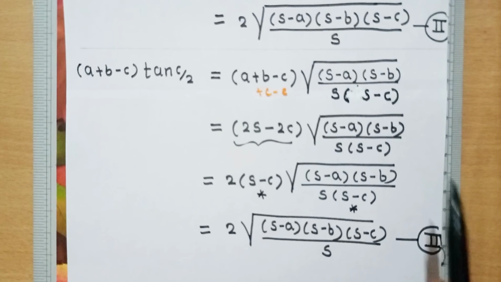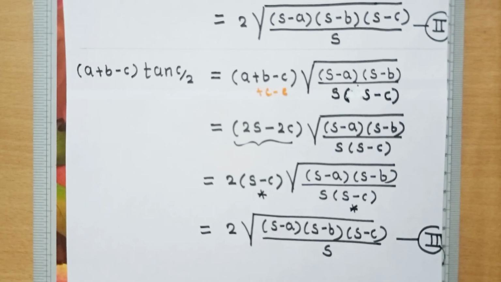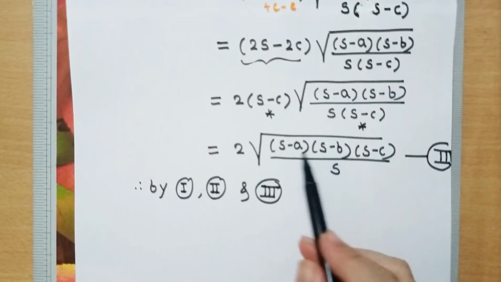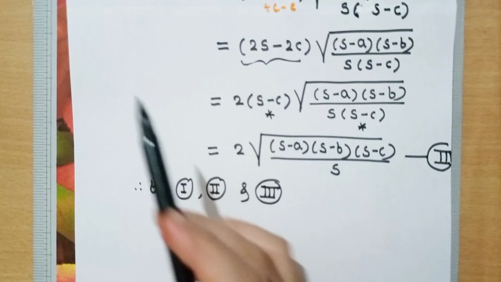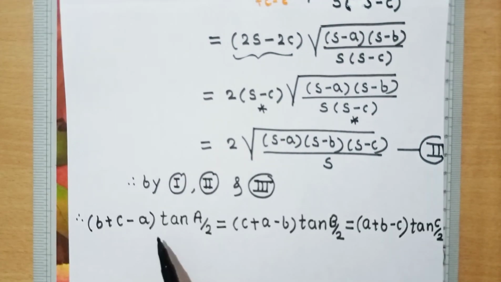Now check the first, second and third. This and this are also the same. So from 1, 2 and 3, since the RHS is equal, therefore the left hand side is also equal, and therefore this equal to this equal to this. Hence we have proved.